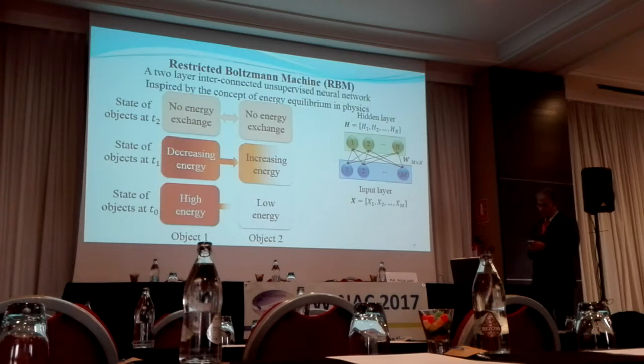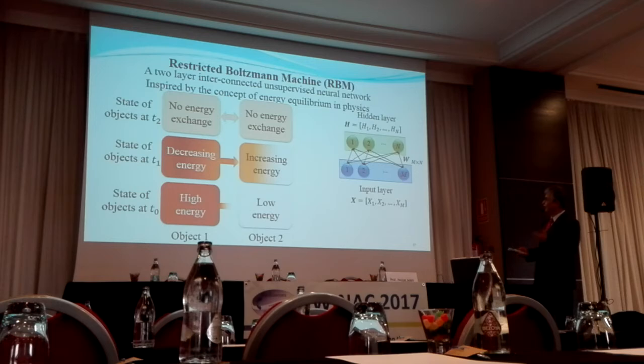So then let's talk about unsupervised machine learning. First, the restricted Boltzmann machine learning. This is a two-layer interconnected unsupervised network, and this is inspired by the concept of energy equilibrium in physics. So there is a transfer of energy until there is equilibrium. On that basis, you have the solution.